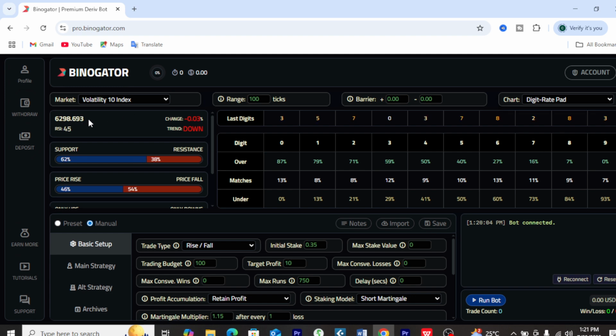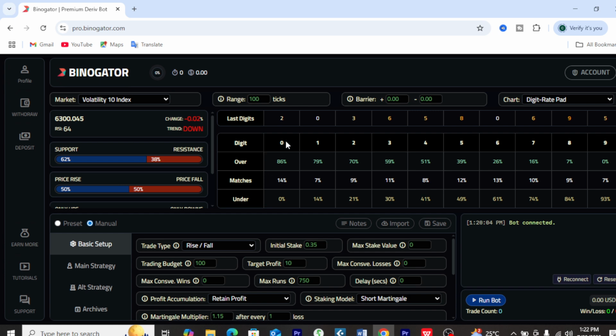So 3, 5, 4, 3, 0, 1. You can see that, while calling this number, this is the last digit that is appearing here as this particular block of this last digit. So these 10 digits here are the 10 consecutive last digits that appeared in the market, and it is being controlled by these percentages here: the over, the matches, and the under.